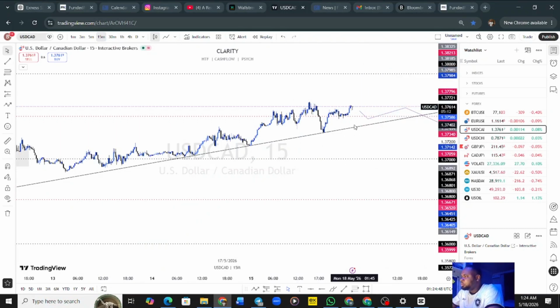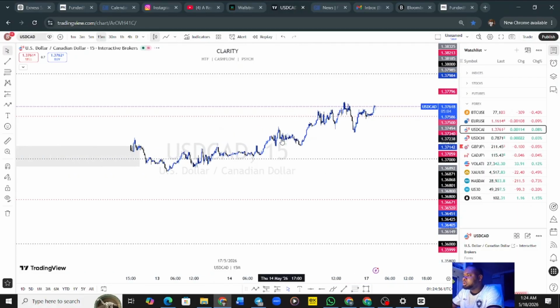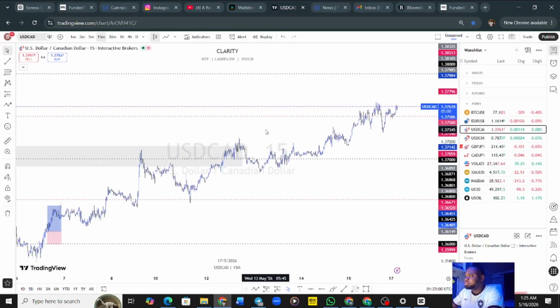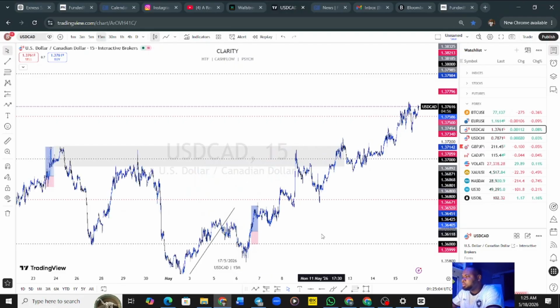I'll be showing you guys something. Someone in the class asked about how we always make use of trend lines. So I want to show you guys something. Now I think this USDCAD is giving us what we are looking for. Now take a look. This is USDCAD, right? USDCAD 15 minutes time frame.